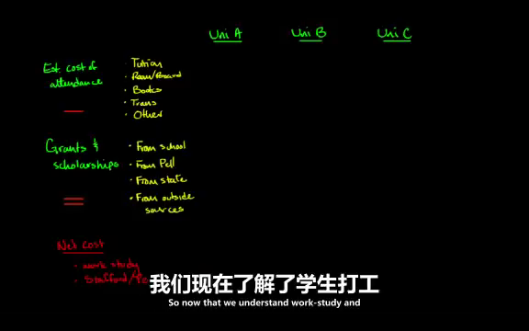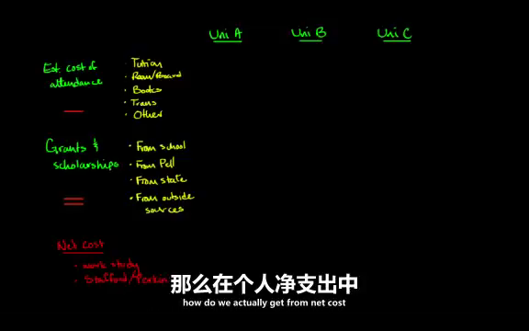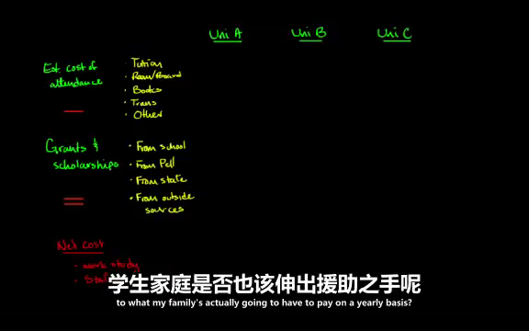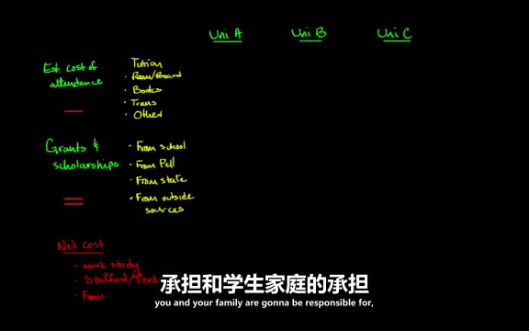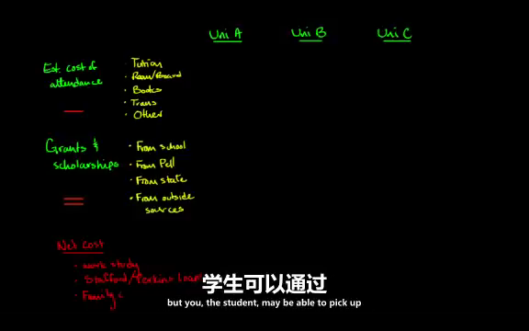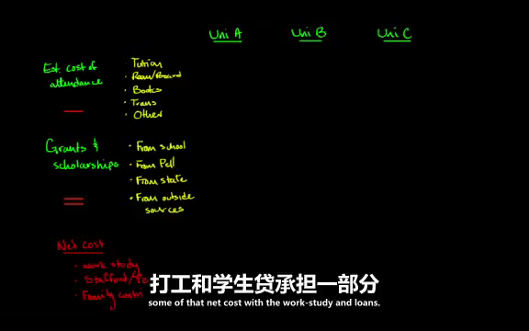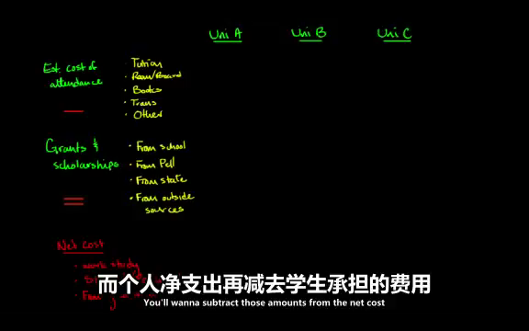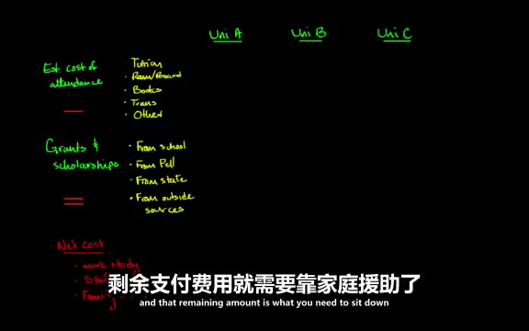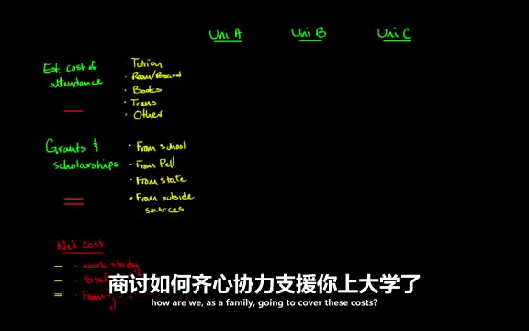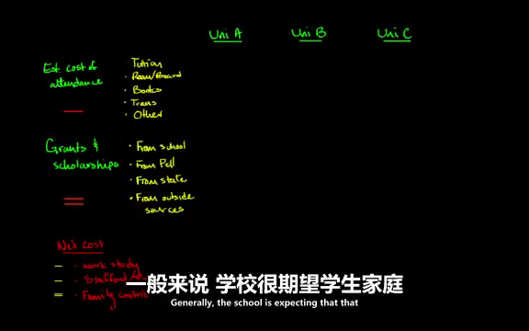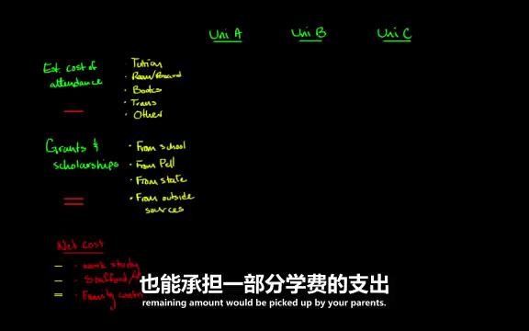So now that we understand work study and the Stafford and Perkins loans that might be out there, how do we actually get from net costs to what my family is actually going to have to pay on a yearly basis? Right. So your net cost is just the overall picture of what you and your family are going to be responsible for. But you, the student, may be able to pick up some of that net cost with the work study and loans. So you'll want to subtract those amounts from the net cost, and that remaining amount is what you need to sit down with your parents and have a conversation about: how are we as a family going to cover these costs. Generally, the school is expecting that that remaining amount would be picked up by your parents.